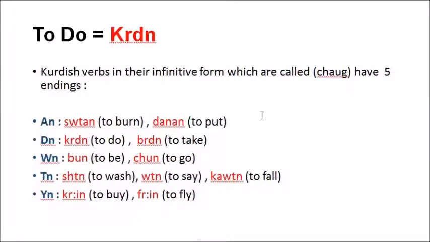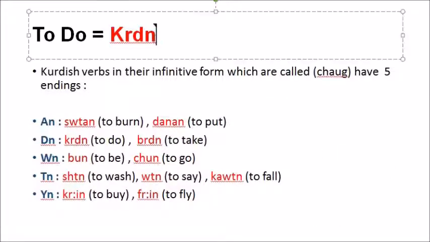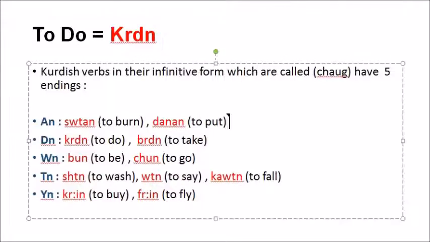But let me write them down in Kurdish as well for those people who want to learn the Kurdish script as well. Krdn is written like this. Let's come here. Sutan, it's with a woo. This woo is a long one. Sutan. Danan, this one is written like that. As I said, I wrote krdn for you. So brdin is like this.